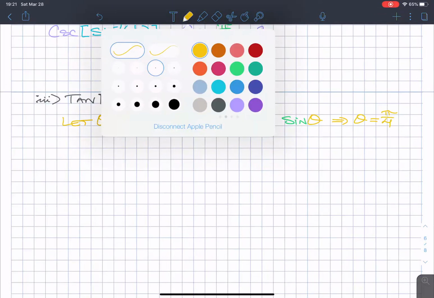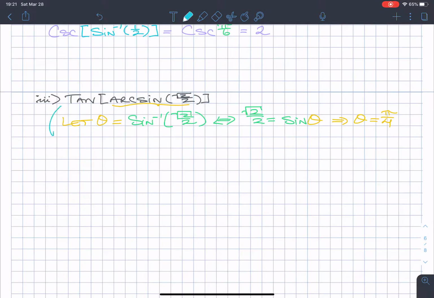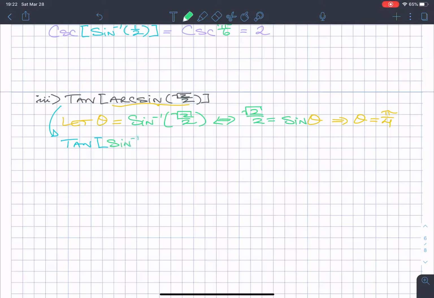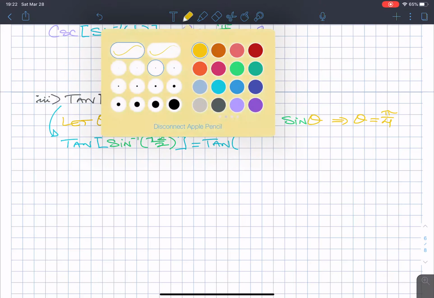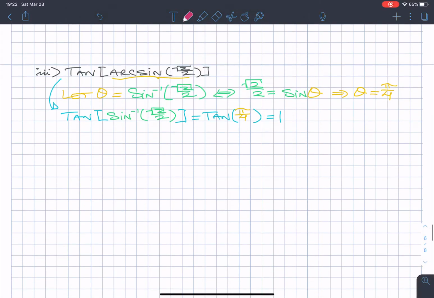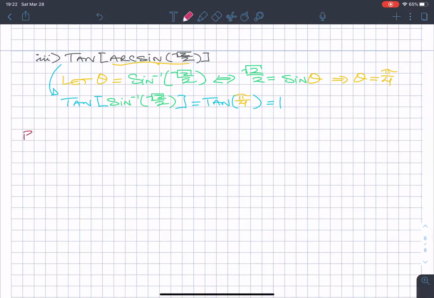Okay, so now let's go back to the beginning. So we have the tangent of sine inverse, or arc, of root 2 over 2 can now be rewritten as tangent of, what did I find that was? It was simply pi over 4. Tangent of pi over 4 is 1, and there we are. Okay, so let's recall before I go on to the next 3 problems.